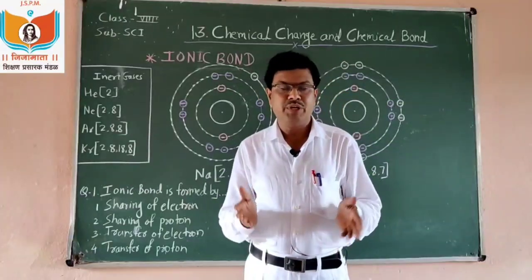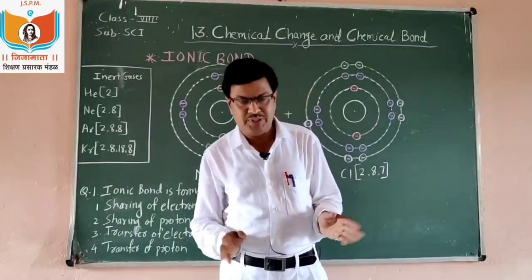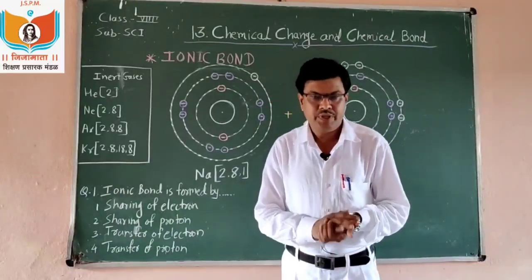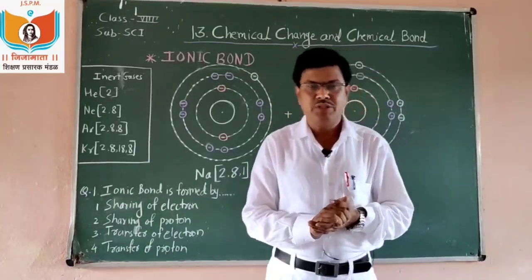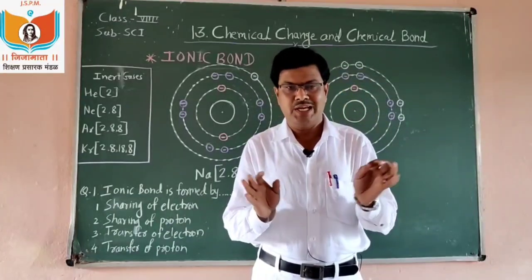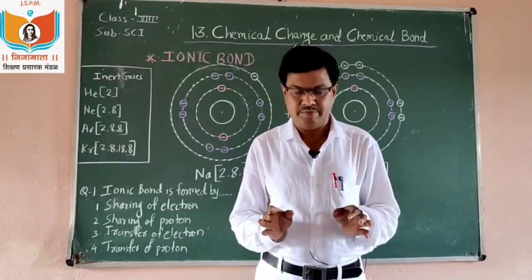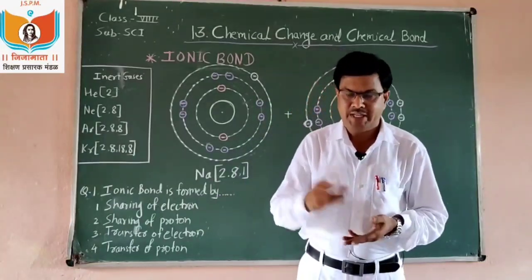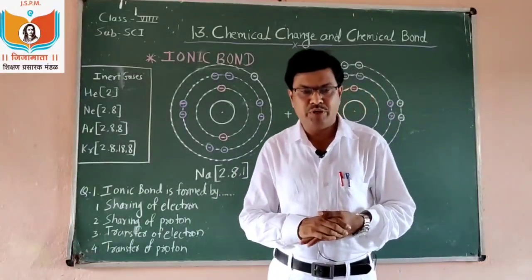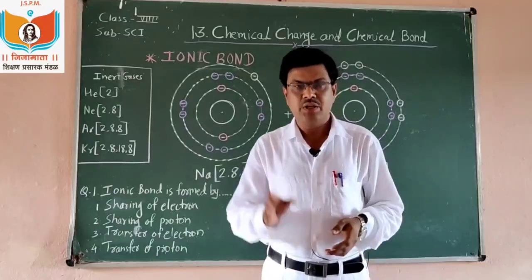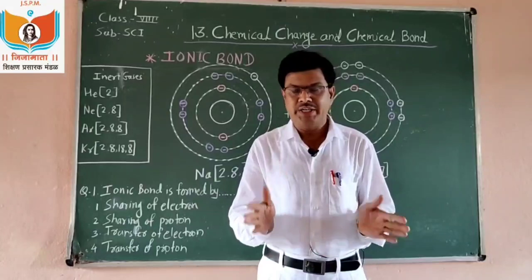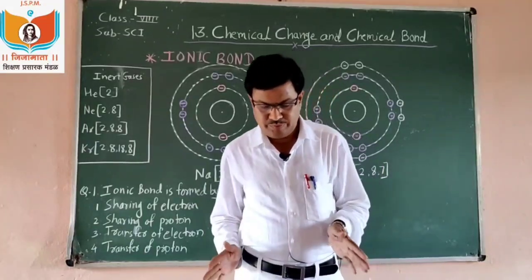They make chemical bonds, and for this purpose they use the valence electrons. What is a valence electron? Valence electrons are nothing but the number of electrons present in the last orbit or last shell. There are different types of chemical bond: metallic bond, covalent bond, or ionic bond. In today's session, we are discussing the ionic bond. What is an ionic bond? How is it formed?